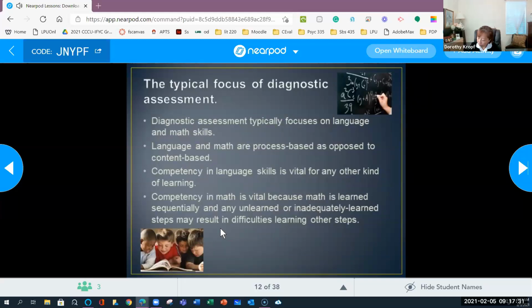Development in language skills is the foundation for all other learning. Development in math is important because math is taught and learned sequentially. And steps that go unlearned or insufficiently learned can cause difficulties in learning other elements of math down the line.